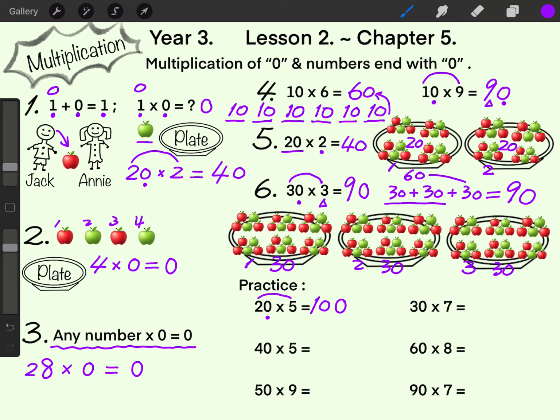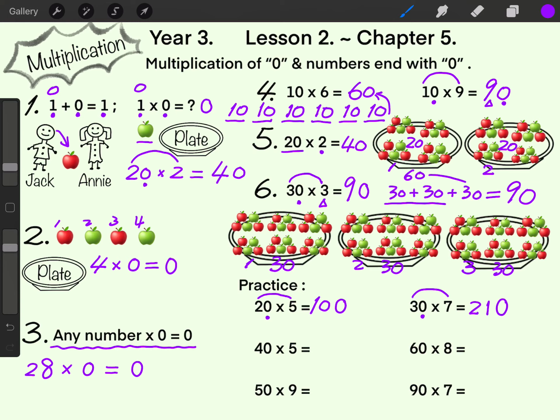30 times 7 equals? 10 on the left side of the equal sign. So we write 10 on the right side of the equal sign. Then a simple multiplication. 3 times 7 equals 21. So 30 times 7 equals 210.